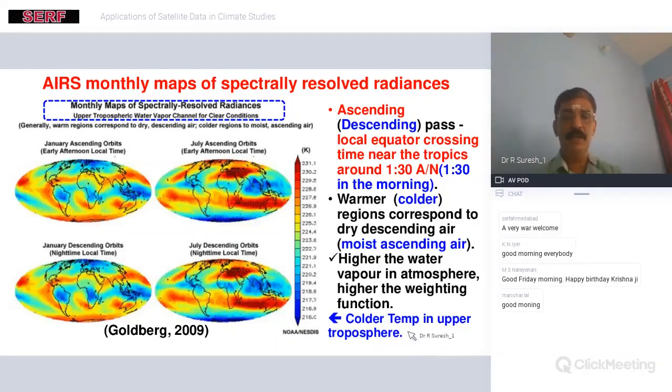That is one of the reasons that once it is converted into brightness temperature, it is given as a cold color. This is a typical picture of the cold upper air tropospheric temperatures that have just been plotted. The top one which I am showing is the January ascending pass, then the January descending pass, then the July ascending pass and the July descending pass.